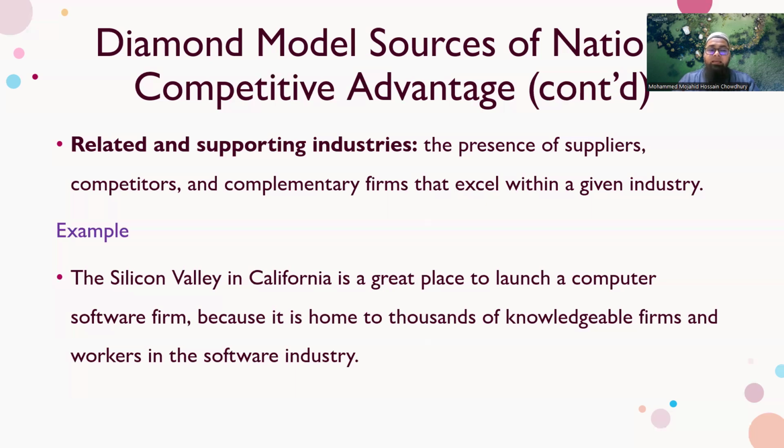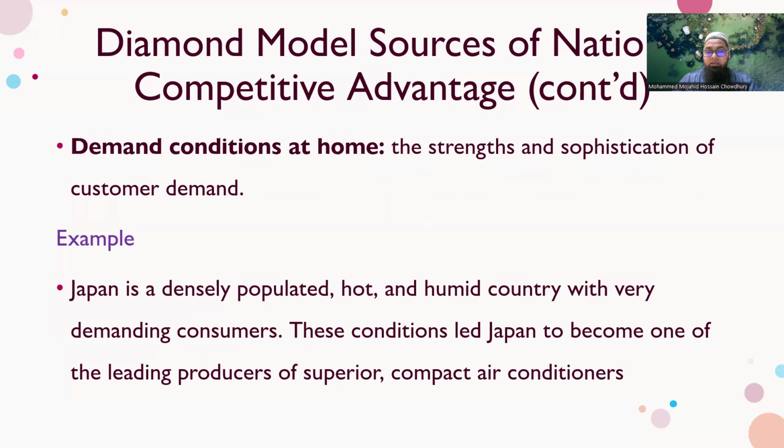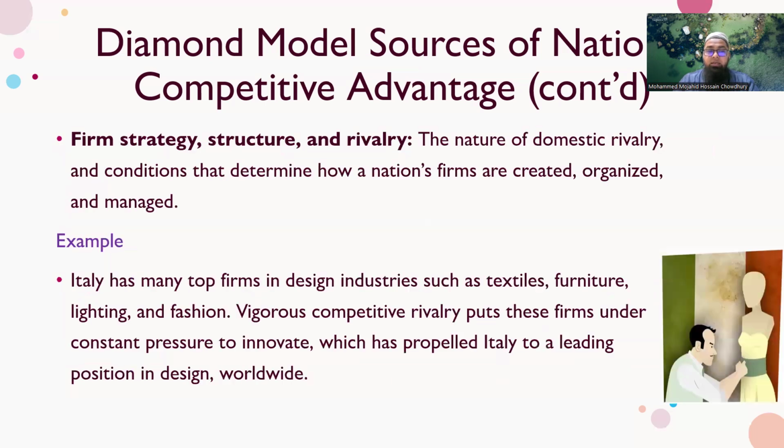Okay, and then a demand condition also, like if the country has the demands and sophistication, so it gives the idea of the competitive advantage. Like Japan is very densely populated, with a hot, humid environment, and because of this, they need a lot of air conditioners, which gives them excellence in producing air conditioners. And like the firm strategy, structure, and the rivalry.